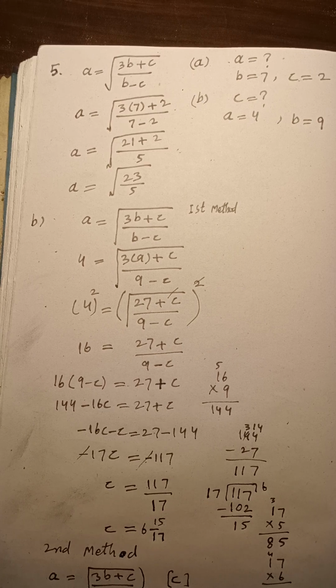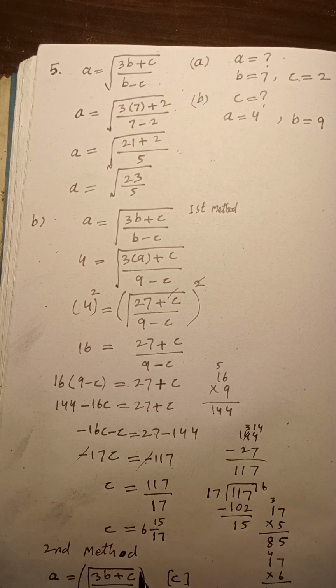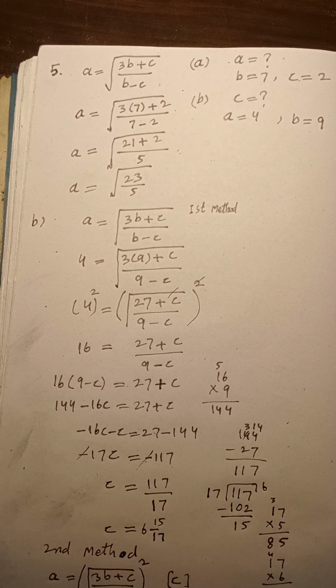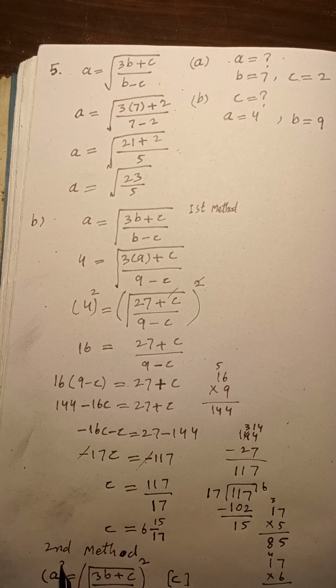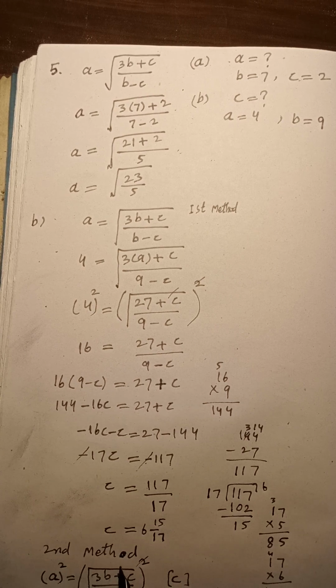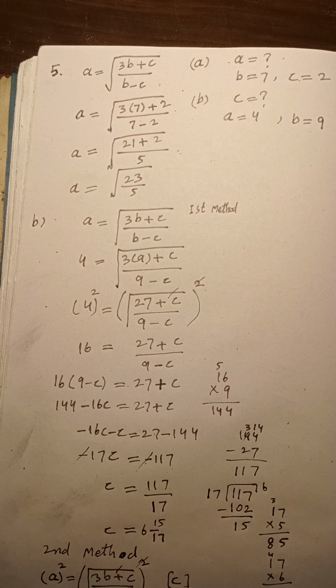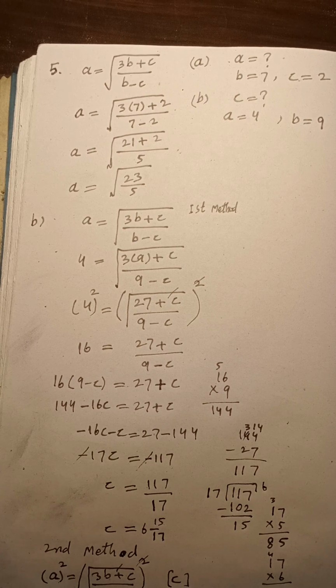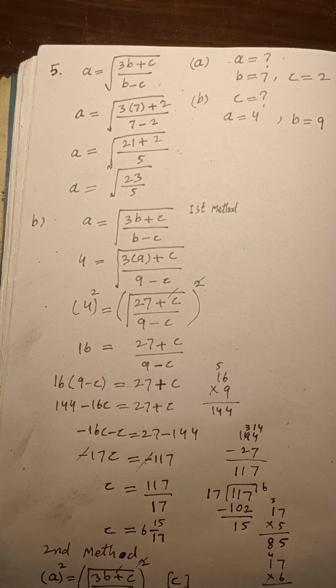For this you have to remove this under root sign. To remove it, you will take the square on both sides, or you will square it on both sides. Now cancel the square with the square root, and a square is equal to 3b plus c over b minus c here.